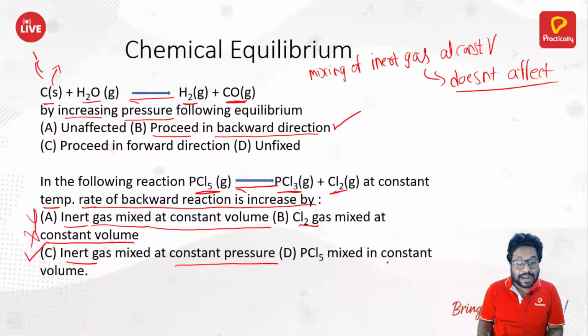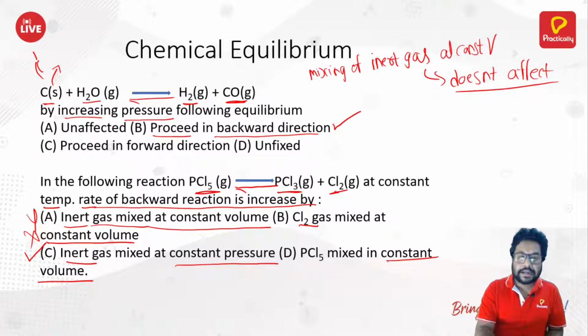Why? Because again in D you are having the system at constant volume. As I told you, if you are having a constant volume, inert gas mixing or mixing of any other gas will not affect. You need to keep the pressure constant but not the volume constant.